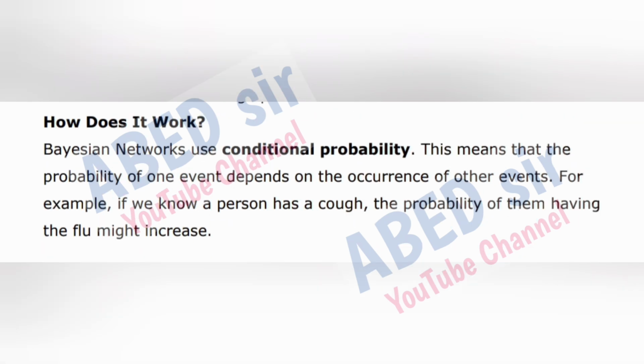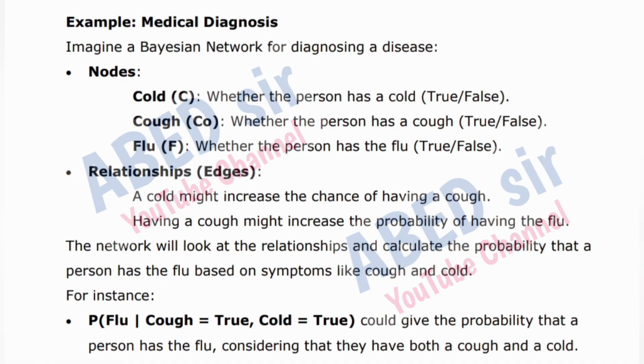Bayesian networks use conditional probability. This means that the probability of one event depends on the occurrence of other events. For example, if we know a person has a cough, the probability of them having the flu might increase. Example, medical diagnosis. Imagine a Bayesian network for diagnosing a disease. Nodes. Cold, see whether the person has a cold, true, false.